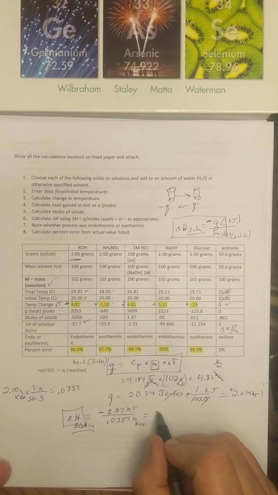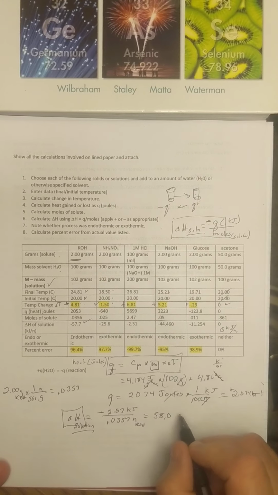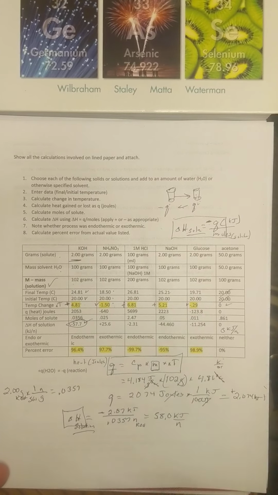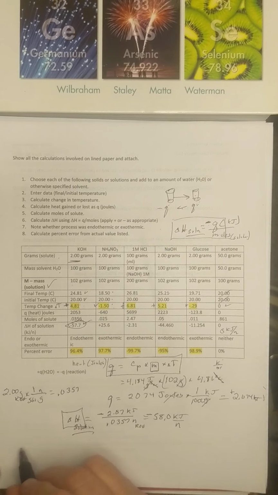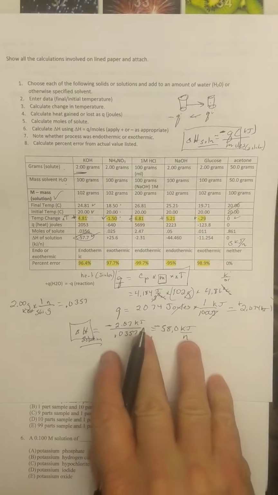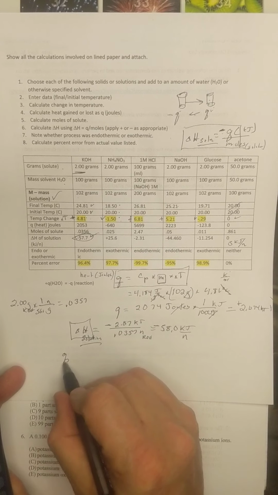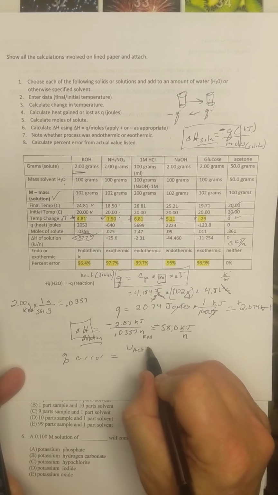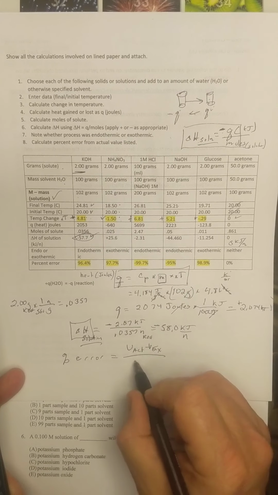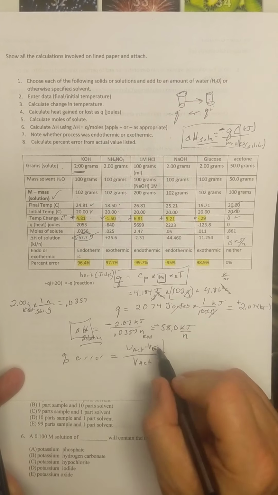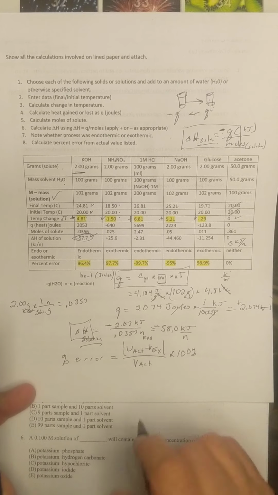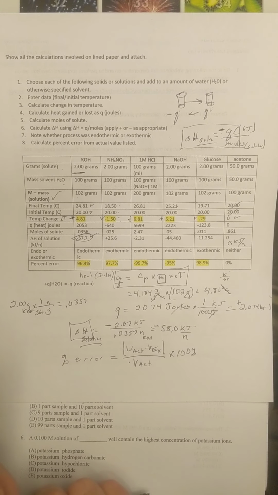I got 58.0 kJ per mole. I think the actual value is 57.7 and it's negative. So how do I do percent error? Percent error equals the absolute value of (value actual minus value experimental) over value actual, times 100%. I know this is a negative, but I'll just say it's the absolute value of everything.